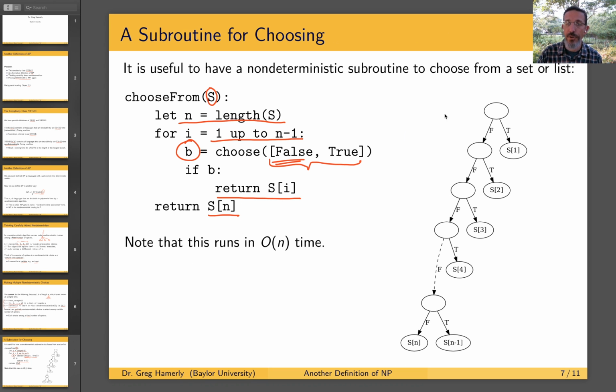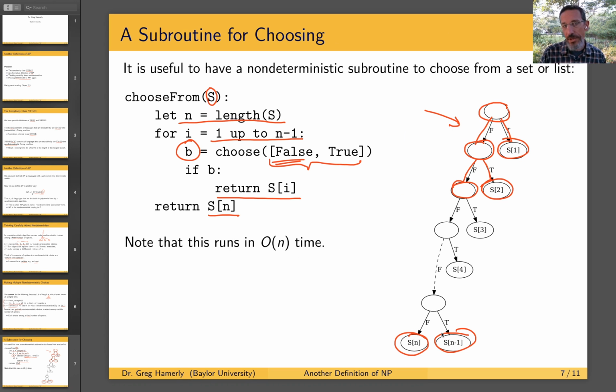Okay, so here's a visual depiction of what this looks like. If we call choose from and we pass in S, then in the first iteration, one branch is going to return the first element, and the other branch is going to continue looping and make another non-deterministic choice. In the second iteration, there's one branch that's going to return the second element and another branch that's going to continue looping, and so on. So eventually we're going to return all of the options, including the last one, in case no other option was chosen.